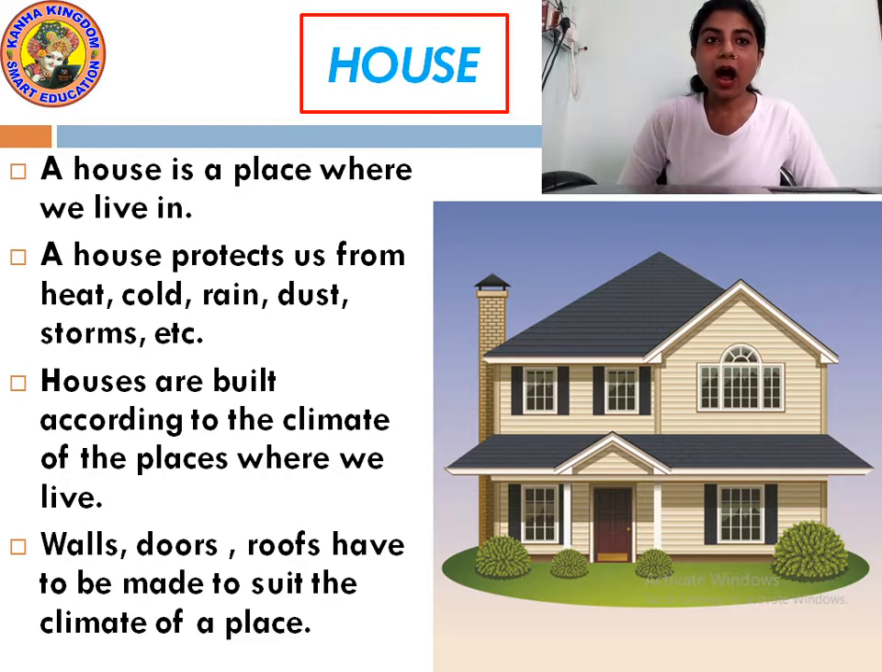Okay, then houses are built according to the climate of the places where we live. And the houses that we live in are built according to the climate of the places. Okay, different places have different climate. Yes or no? In some places it is so hot, in some places it is cold. Yes or no? In cold regions you will find houses made of wood, bamboos. Yes or no? Those houses keep the people warm inside the house. That is why according to climate, different houses are built in different places.